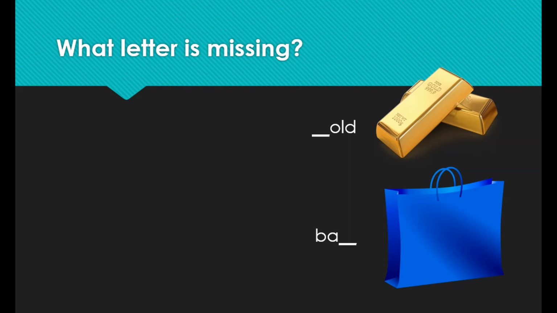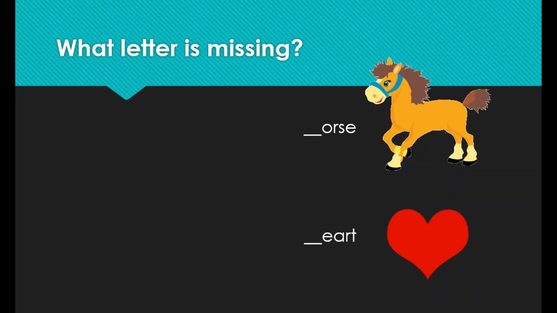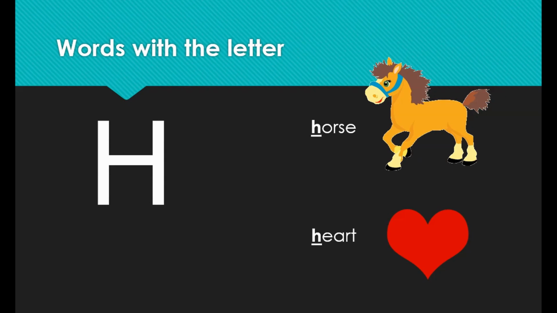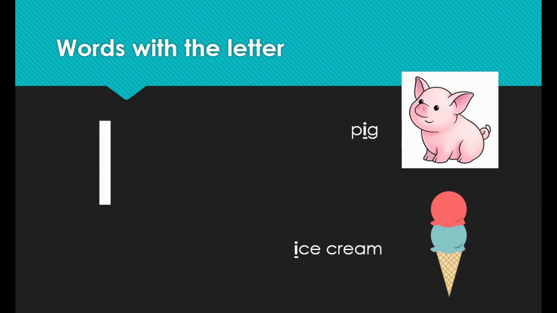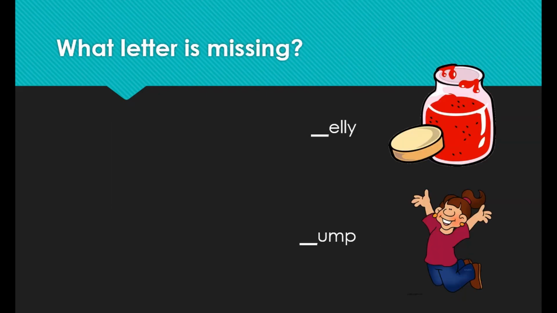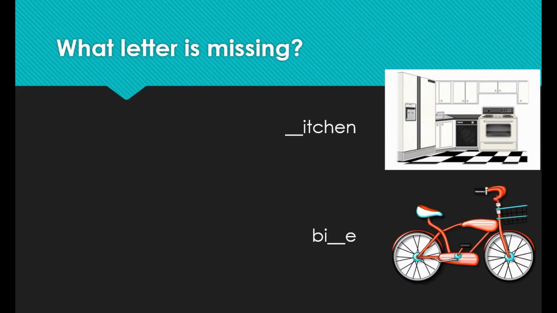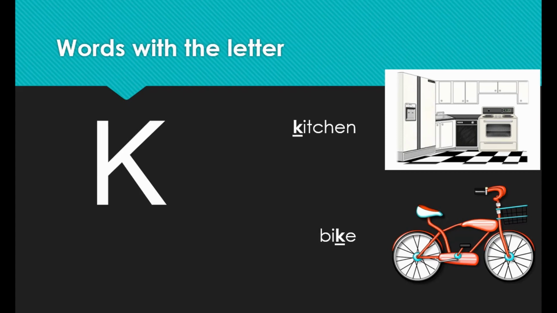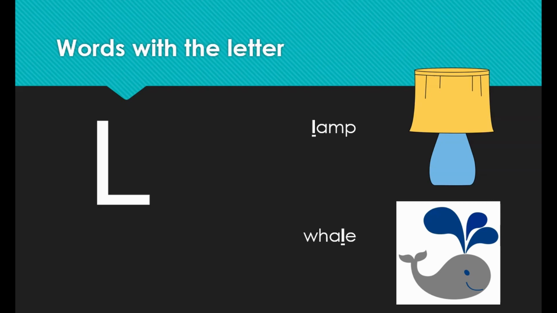What letter is missing? G, gold, bag. What letter is missing? H, horse, heart. What letter is missing? I, pig, ice cream. What letter is missing? J, jelly, jump. What letter is missing? K, kitchen, bike. What letter is missing? L, lamp, whale.